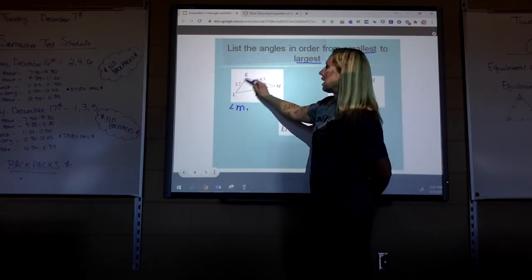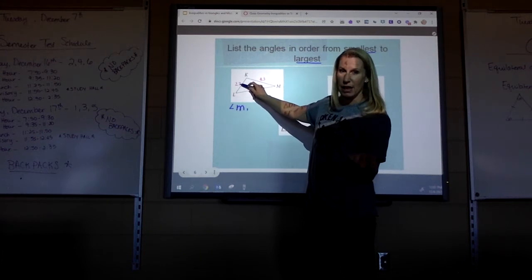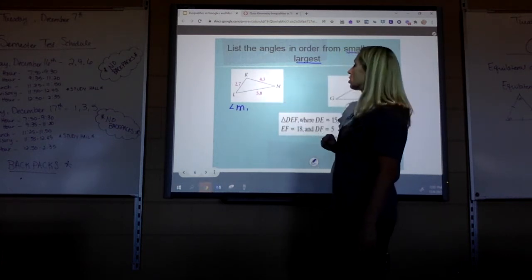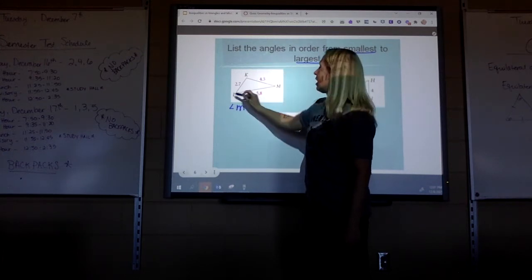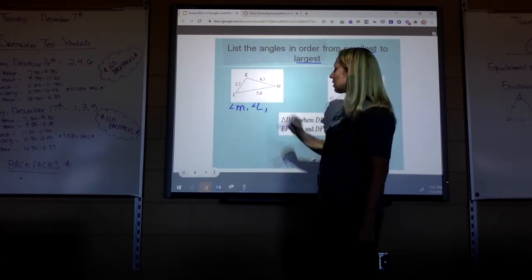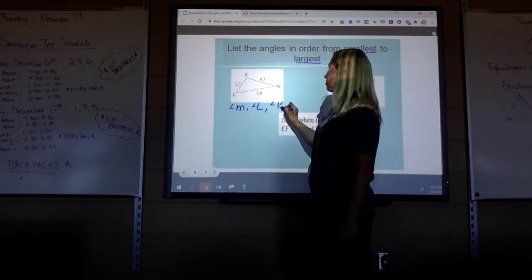Notice this is side LK. The other letter is M. Your second smallest side is side KM. What's the missing letter? Angle L. And then that leaves the biggest angle to be K.